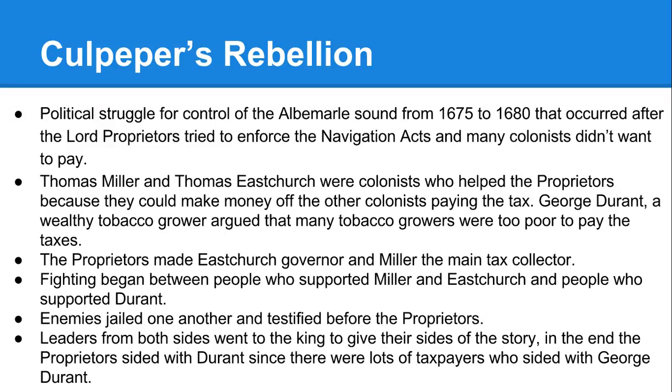So the proprietors make Eastchurch the governor because he wants to help them and he wants to collect the taxes, and they make Miller the main tax collector. So the colonists naturally hate these guys because they are in charge of trying to take their money away from them. So fighting begins between the people who support Miller and Eastchurch, some people who stand to make money with higher taxes, and the supporters of Durant, who are generally colonists who don't make as much money: growers, smaller farmers who would be hurt more by the taxes.